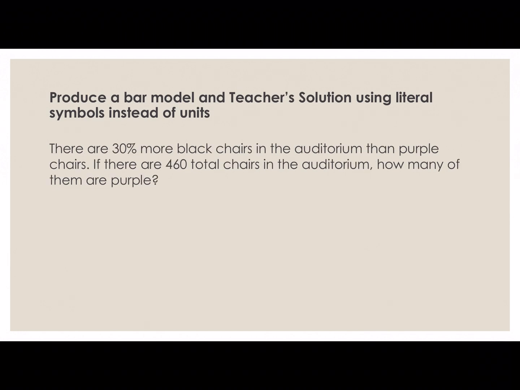Let's go on to the next one. There are 30% more black chairs in the auditorium than purple chairs. So maybe we're doing something at Weber State. Black chairs and purple chairs. If there are 460 total chairs in the auditorium, how many are purple? Now notice that this is a percent problem. When we do a percent bar model, we have our percent number line. So let's just write that in there. From 0% to 100%.